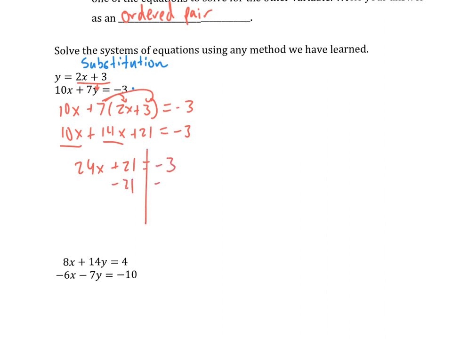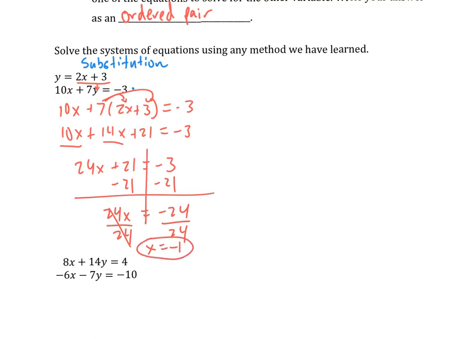So we'll subtract 21 on both sides. We get 24x equals -24. And then we'll divide by 24 on both sides to get x by itself, and x is equal to -1. Okay, so we figured out x. Now we need to substitute that -1 back into our original equation. I'm going to use that top one because it's going to be simpler to solve for our y value.